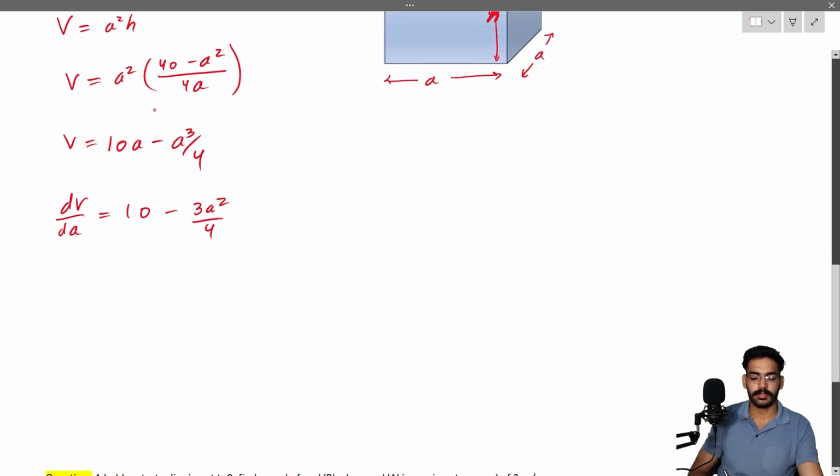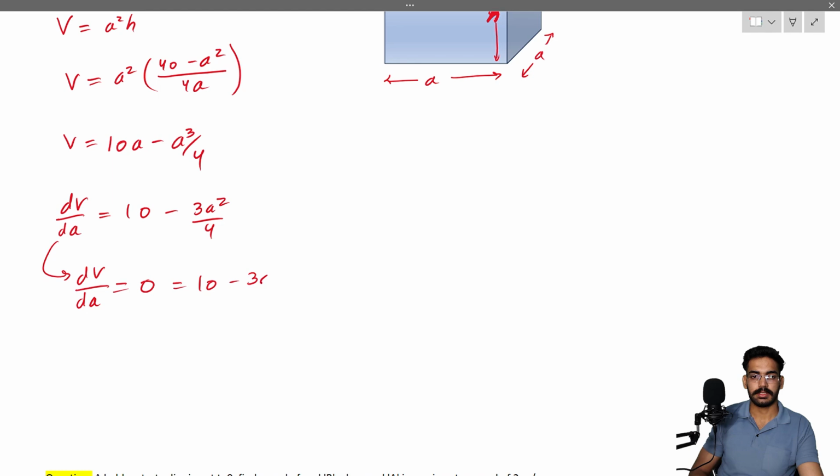So for maxima minima you will put dV by dA equal to 0. So if you put dV by dA equal to 0, you will get 10 minus 3A square by 4 equal to 0. So what can I say?